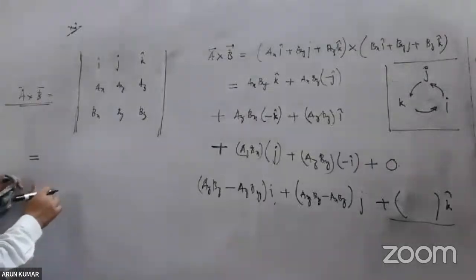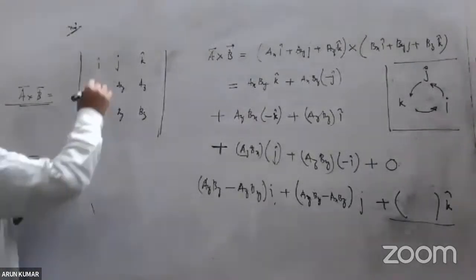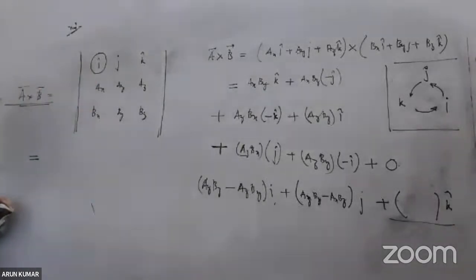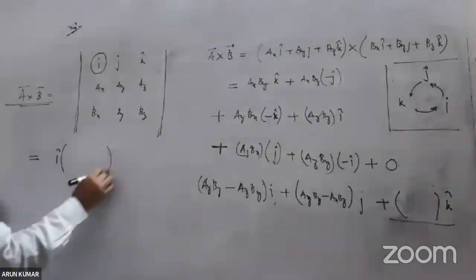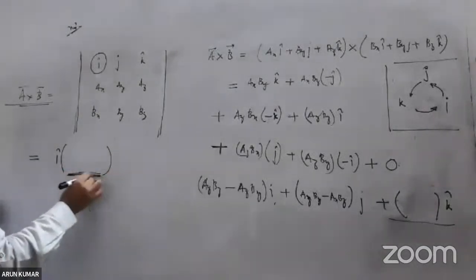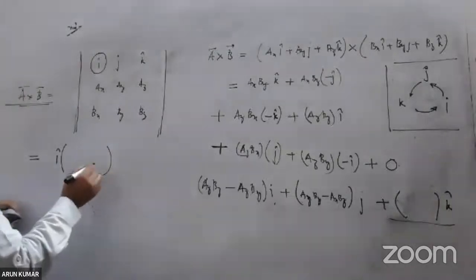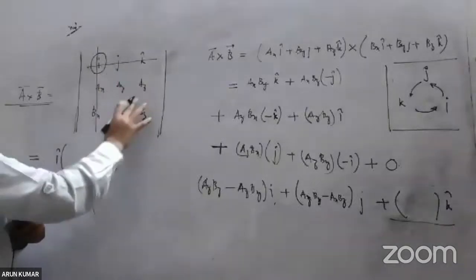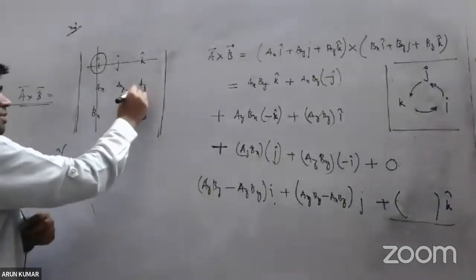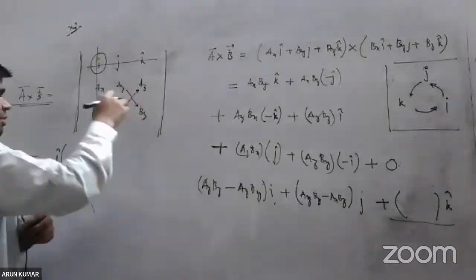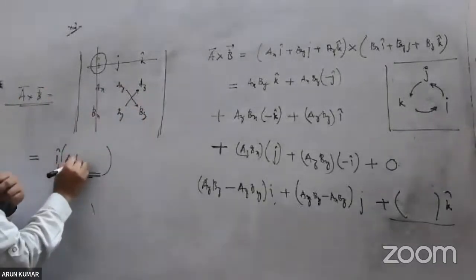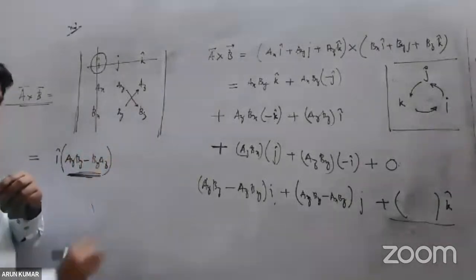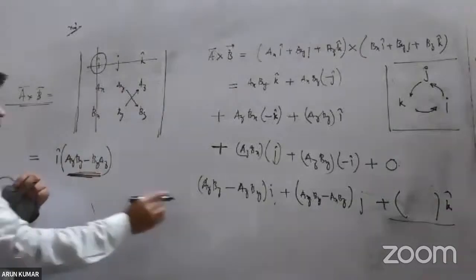The rule is I first take i cap. When I take i cap, I write down i cap here, and these row and column become bound. What remains is only this, which is cross multiplied and subtracted like this: ay bz minus by az. So that's what I'm getting over here, i cap.